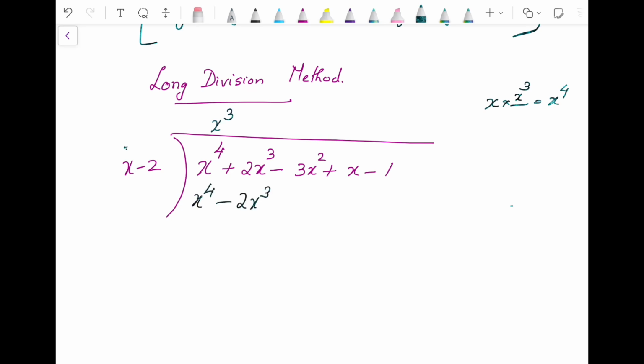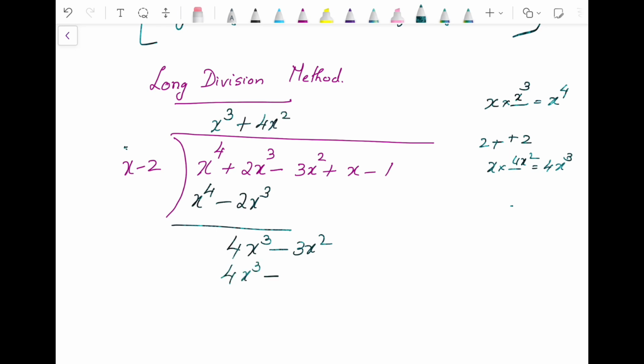minus 2x cube. Now, you have to subtract. So, 2 minus minus 2, it becomes 4. So, it will be 4x cube, bring down the next term, minus 3x squared. Now, x into something equal to 4x cube. So, 4x squared is what you have to multiply, plus 4x squared. So, 4x cube minus, you have to multiply with 2 also. So, minus 8x squared, subtract: minus 3 minus minus 8 equals 8 minus 3, which is 5.